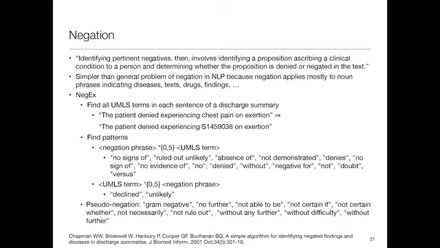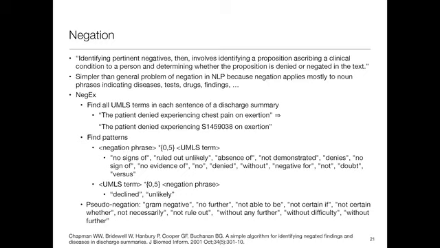And then you find two kinds of patterns. One pattern is a negation phrase followed within 5 words by one of these UMLS terms. And the other is a UMLS term followed within 5 words by a negation phrase, different set of negation phrases. So if you see no sign of something, that means it's not present. Or if you see ruled out, unlikely something, then it's not present. Absence of, not demonstrated, denies, etc. And post modifiers, if you say something declined or something unlikely, that also indicates that it's not present.